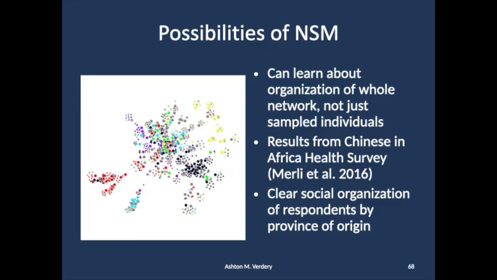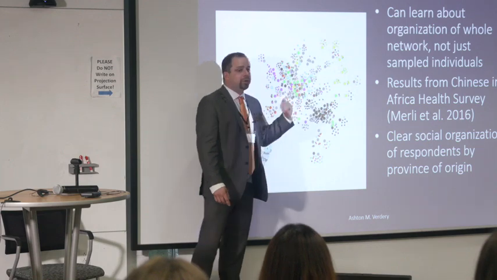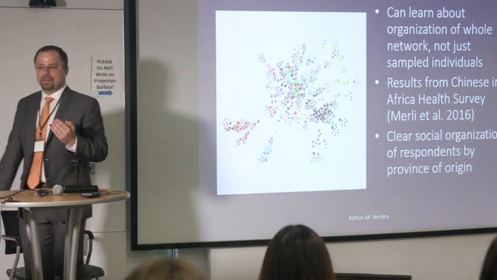You can also learn a lot about the network from the data collected from this. For instance, this is a network sampling with memory network, our estimation of a Chinese immigrant community in Tanzania. And you can see the clustering of origin province in that network.